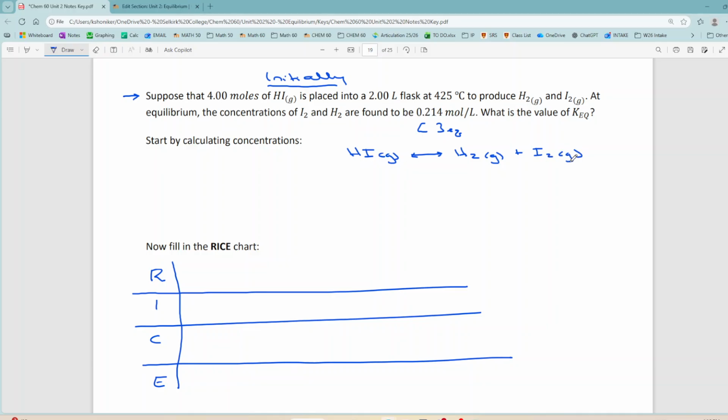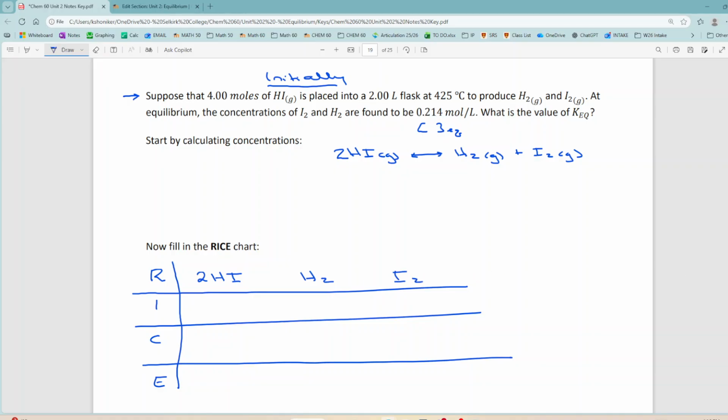They didn't give me a reaction, so it's my job to make sure this is balanced. So I'm going to put a 2 out here to balance the equation. So the HI is my reactant. So as part of my reaction, I put 2HI, and then it's going to produce hydrogen and iodine.